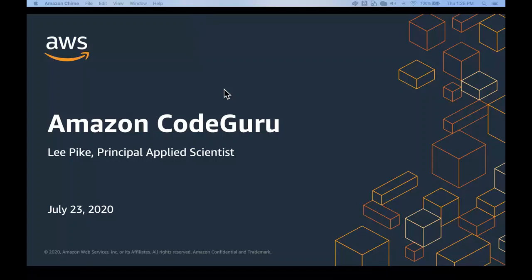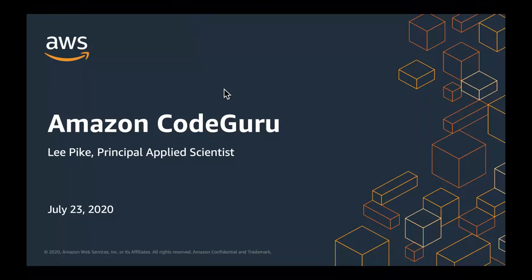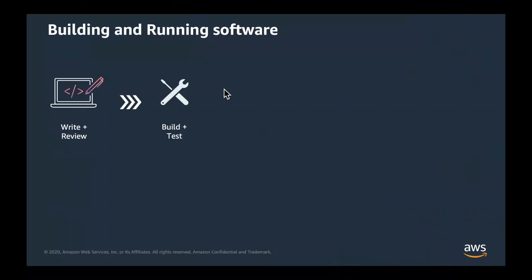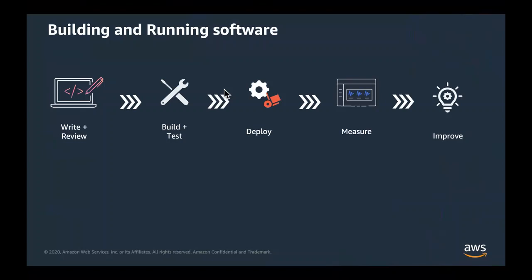I'm a member of the Code Guru team, and what I want to do is first of all tell you about our vision for bringing machine learning and automated reasoning to the DevOps lifecycle. We're all fairly familiar with how we develop applications and write code. You write code, you submit code reviews, we build and test, we deploy the code, then you measure it, you instrument it, make sure that the performance is what you expect, and hopefully this results in a virtuous circle where we keep improving the application.